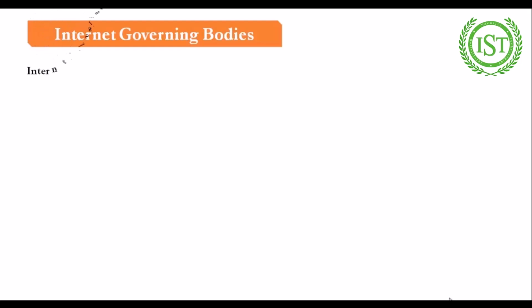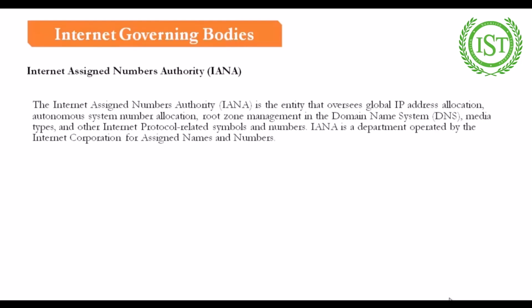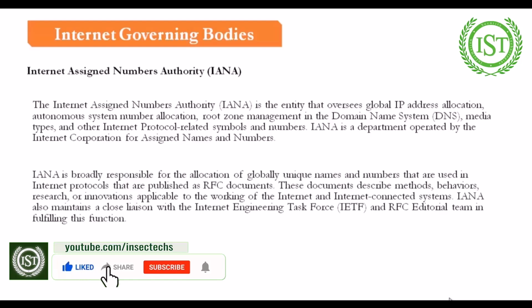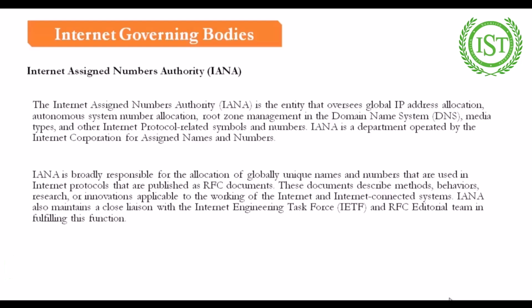And the next one is IANA, which stands for Internet Assigned Numbers Authority. This IANA is the entity that oversees global IP address allocation, autonomous system number allocation, root zone management in the domain name system, media types, and other internet protocol related symbols and numbers. And this IANA is broadly responsible for the allocation of globally unique names and numbers that are used in internet protocols that are published as RFC documents.